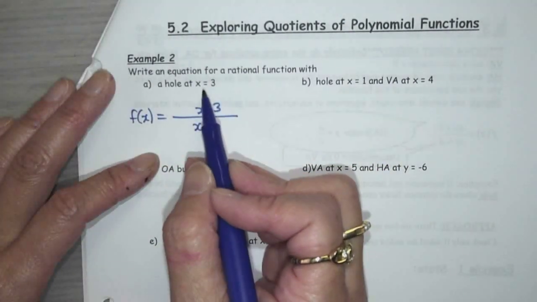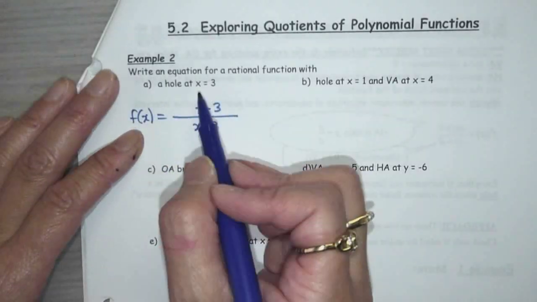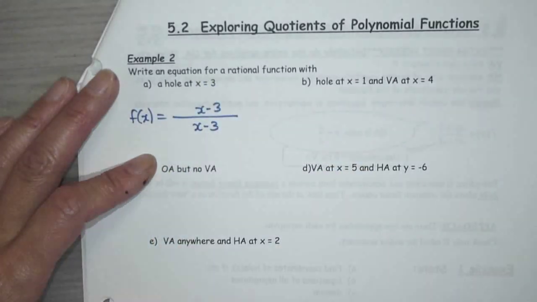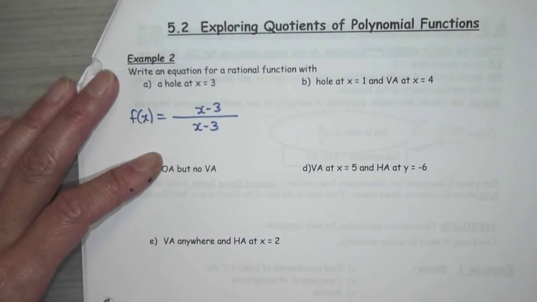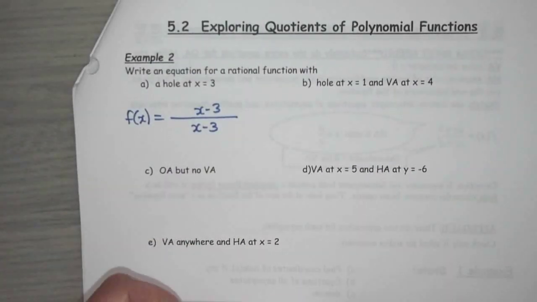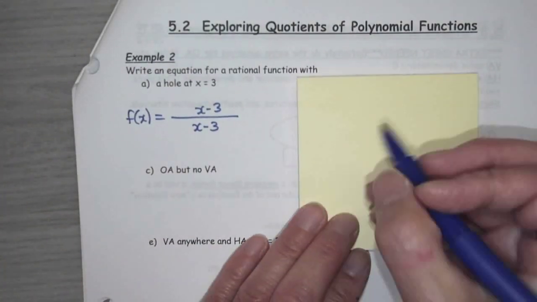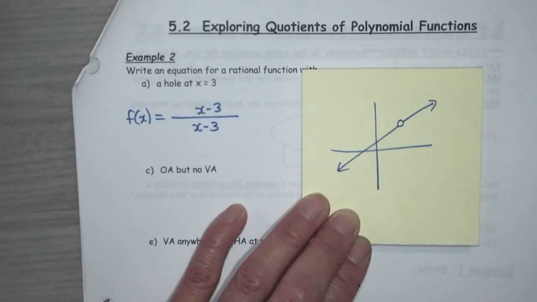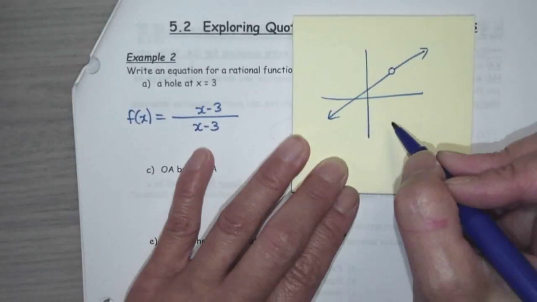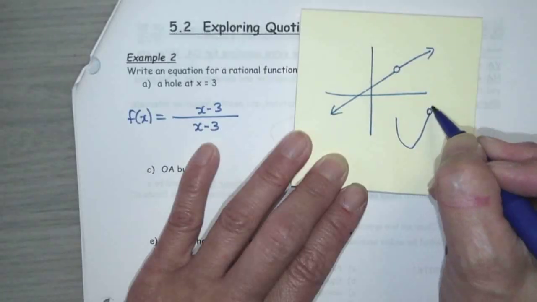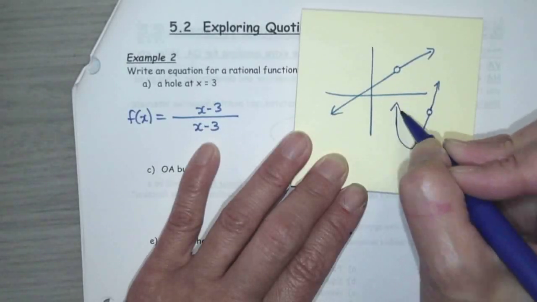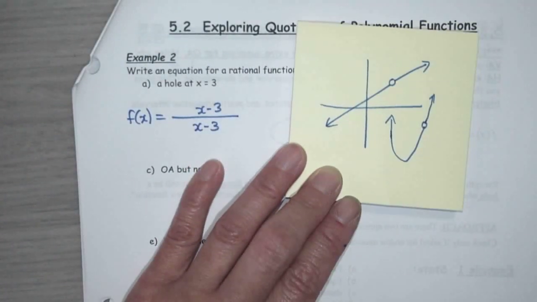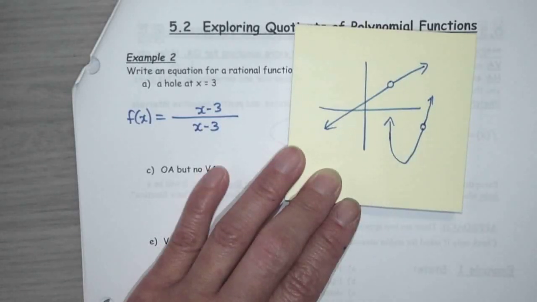If it's x equals 3, you're solving it for 0, right? So you bring it over to the other side and you get x minus 3. Yes? The question is, if there's a hole, it wouldn't be a function? No. There can be a hole in a function, right? So if I gave you this with a hole in it, could it be a function? Yes. A function can have a hole in it.